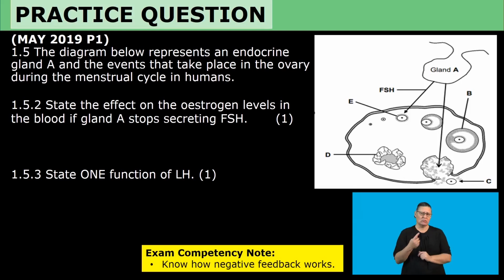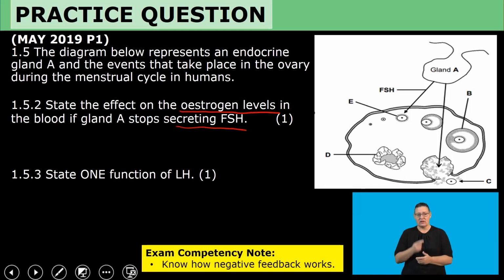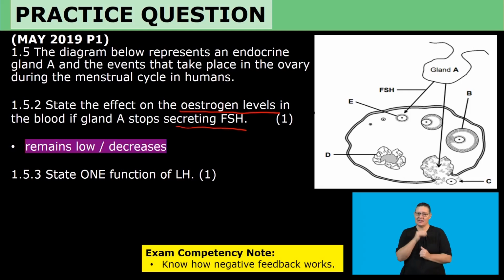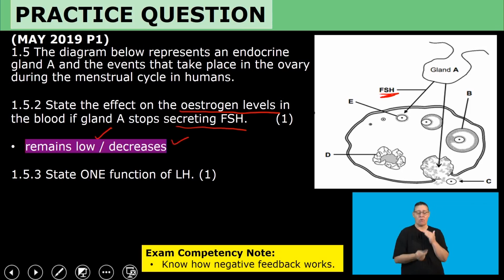1.5.2: State the effect on the estrogen levels in the blood if gland A stops secreting FSH. Now we're talking about 2 hormones here, estrogen and FSH. So if we don't have FSH here, what will happen? It will remain low, or it is going to decrease. Both answers are acceptable. Although I gave 2 ticks, I'm just indicating that you can get marks for both.